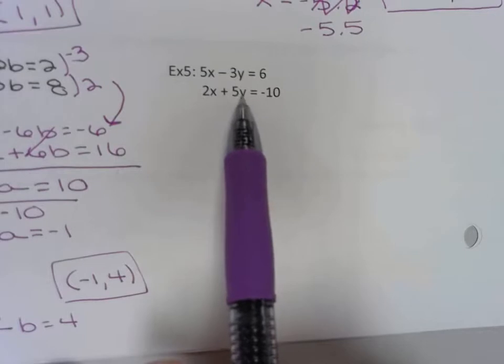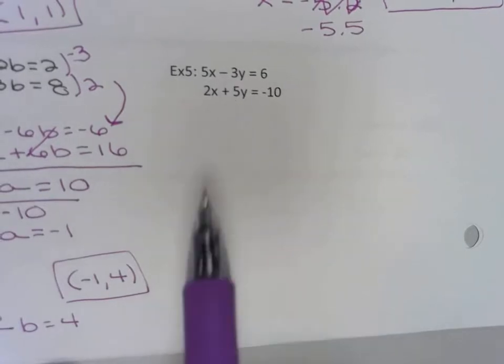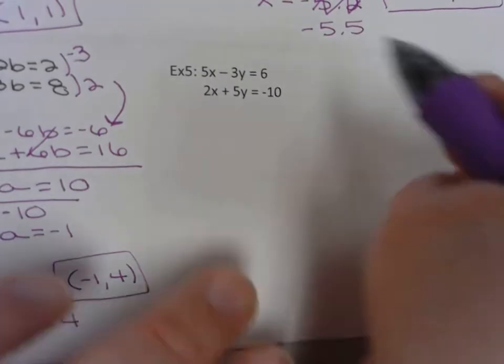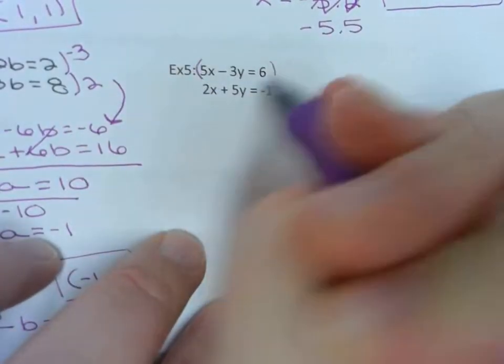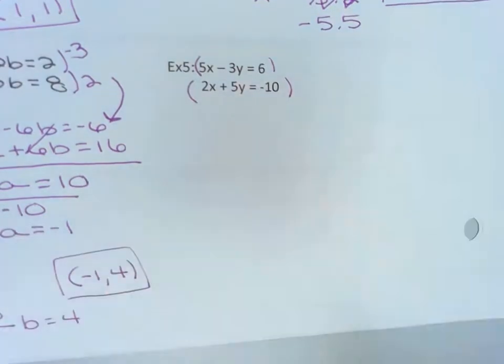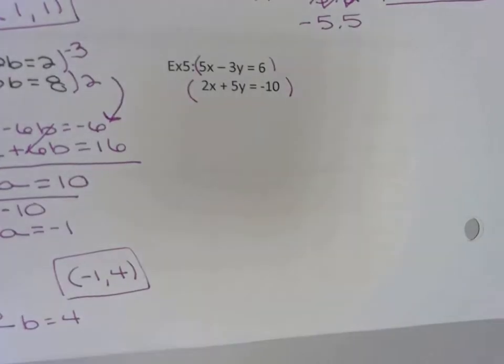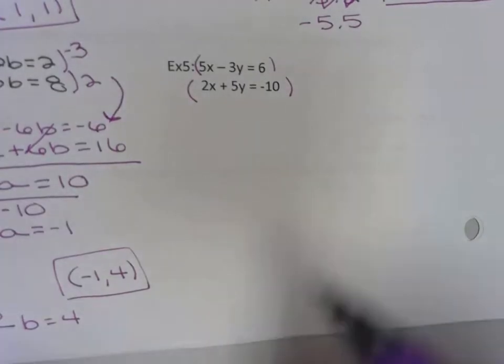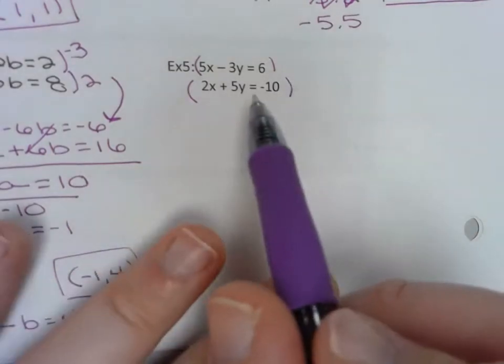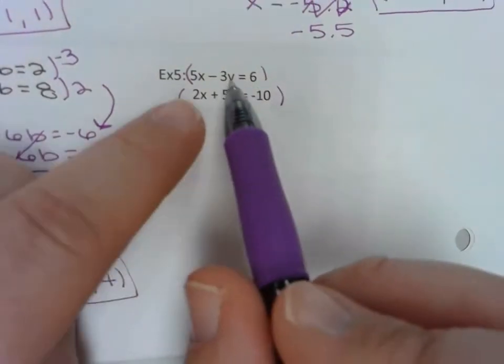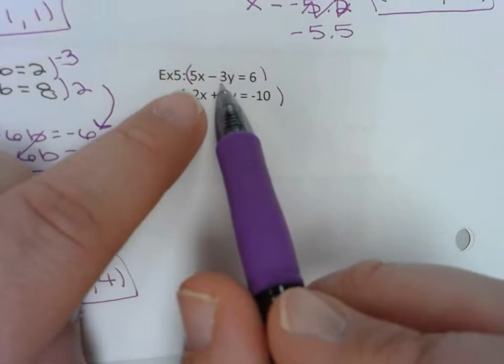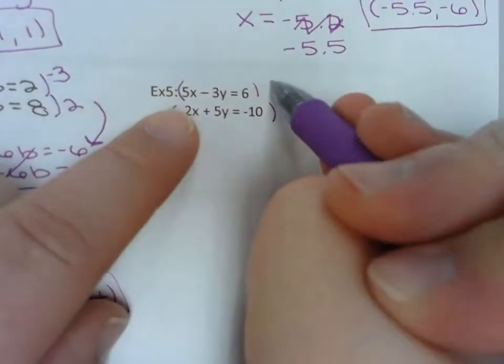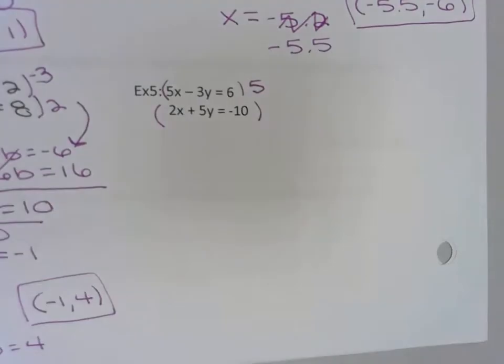So what's the smallest number that 3 and 5 multiply into? The answer is 15. So I'm going to work to make each one of these equations have one of them with a negative 15y and the other one with a positive 15y. If I look at my top equation, negative 3 times what will give me a negative 15y? That is a 5. So I'm going to take my top equation, multiply everything by 5. That will give me a negative 15y.